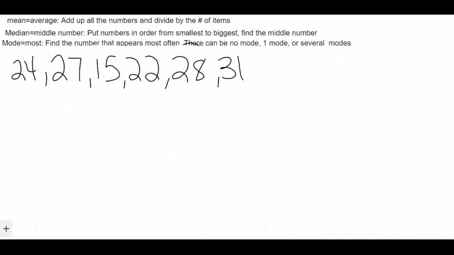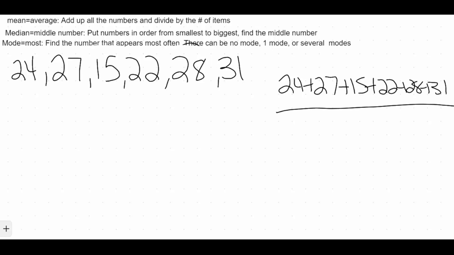All right, so our second example here, we're going to go through the same process and find the mean, median, and mode. Starting with mean, we need to add up these numbers here. So we need to take, let's see, 24 plus 27 plus 15 plus 22 plus 28 plus 31. And we have 1, 2, 3, 4, 5, 6 numbers this time. So we will divide by 6.